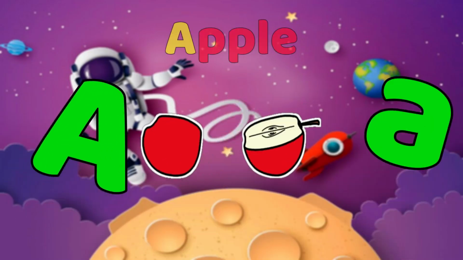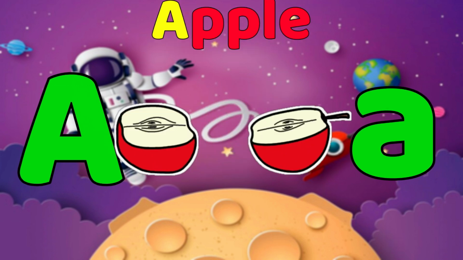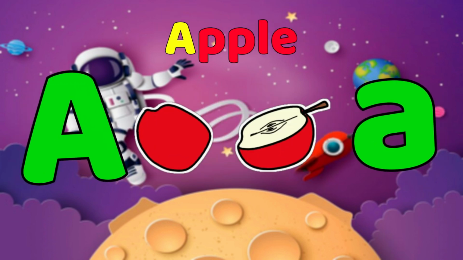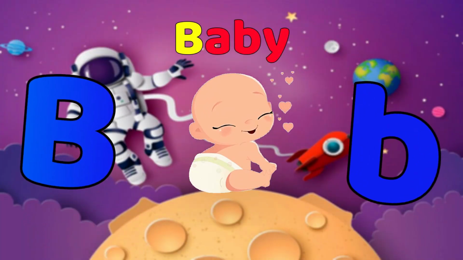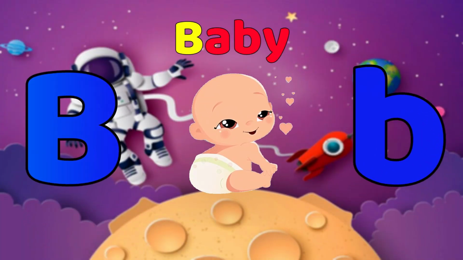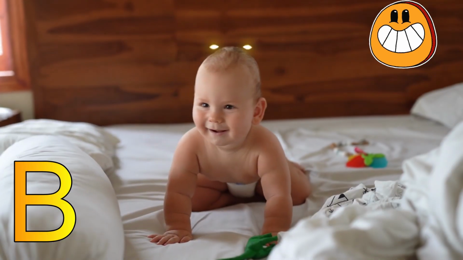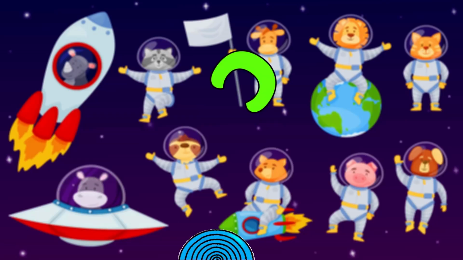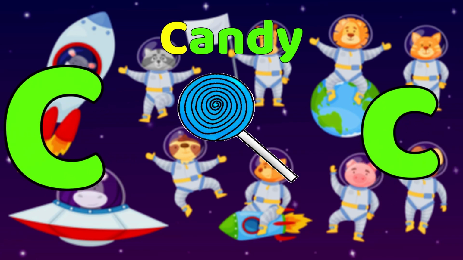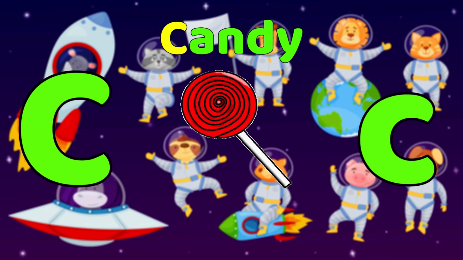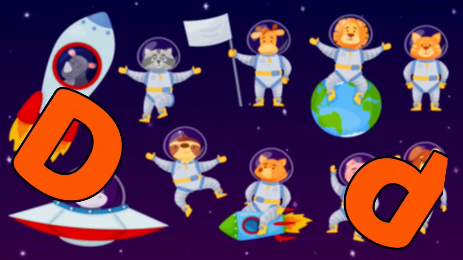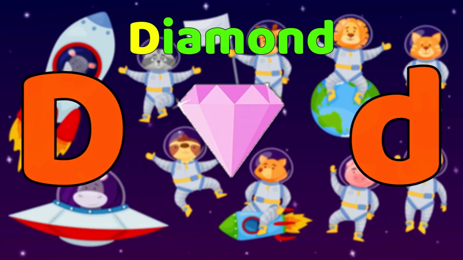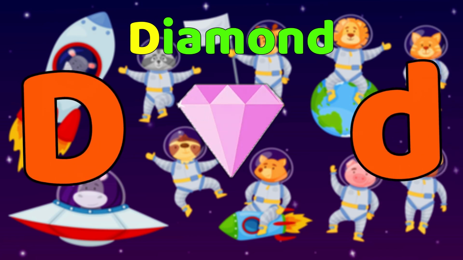Do it again. A is for apple, a, apple. B is for baby, b, b, baby. B, baby. C is for candy, c, candy. C, candy. D is for diamond, d, d, diamond.